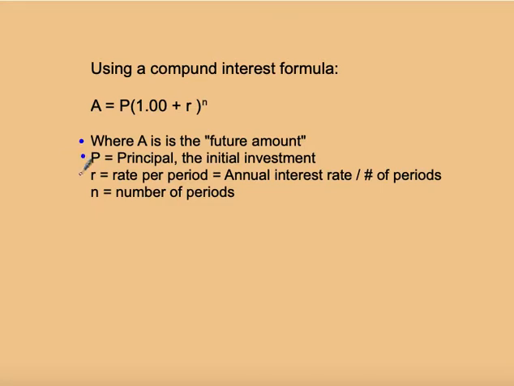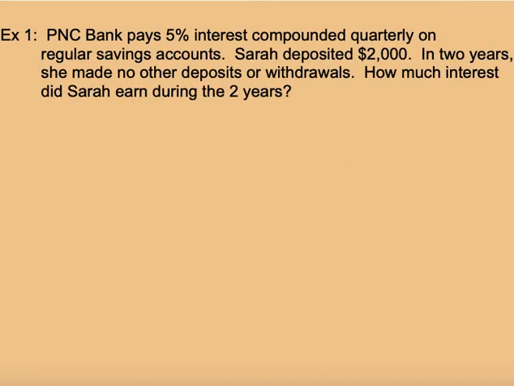R is a little different today from simple interest. In simple interest, we just put our annual interest rate. For R in our compound interest formula, we have to take our annual interest rate and divide it by the number of periods that we have. And then N is going to be calculated by finding how many times we're going to compound that in the amount of time we keep that money sitting in that account. So let's look at how to use these variables and calculate an amount.